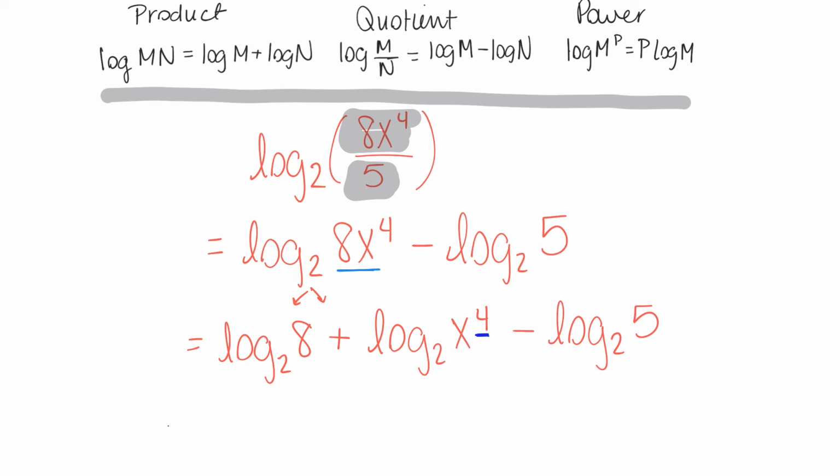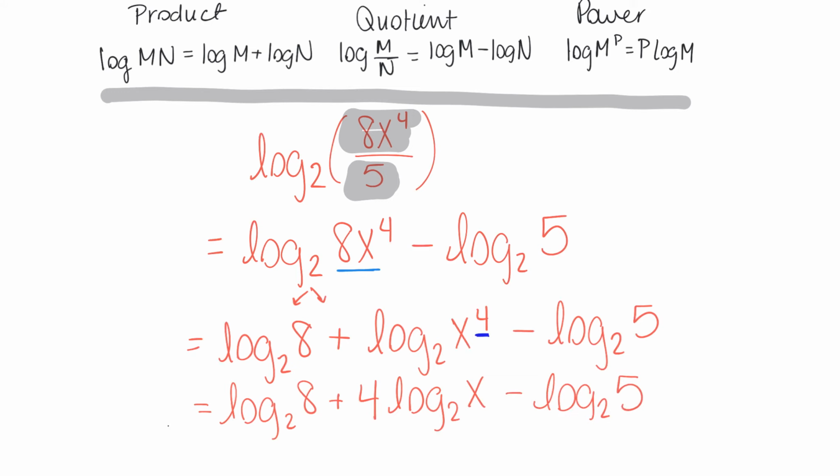The only thing that's still sitting around is this 4. So I can use power law on that. I'm going to break that one down even further. So my log base 2 of 8 stays the same, and I'm going to use power law to put this 4 in front. So 4 times the log base 2 of x minus the log base 2 of 5. Done. That's it. That's all you have to do on that.